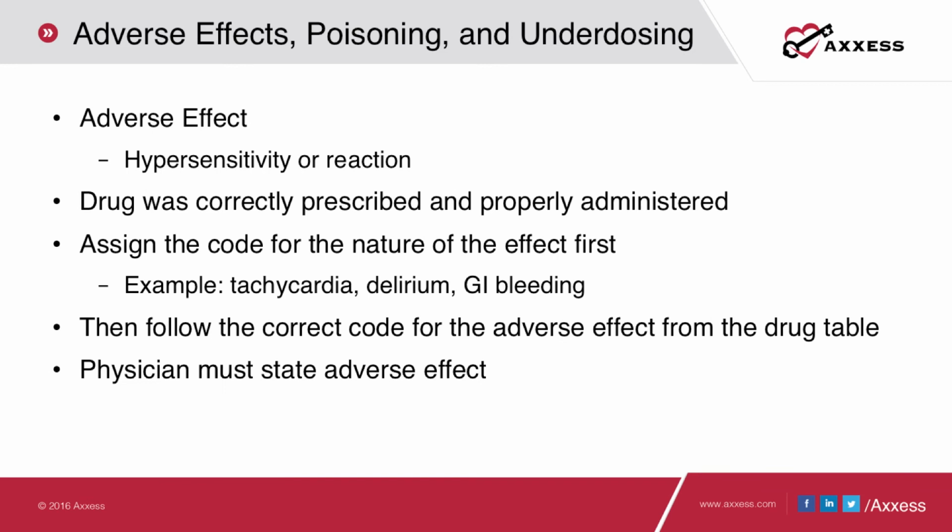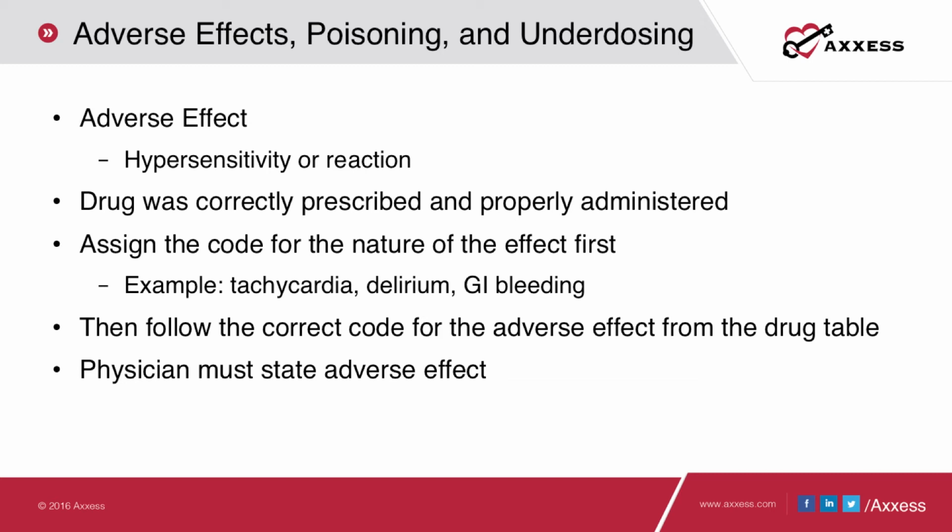Let's briefly talk about what we mean by adverse effect, poisoning, and underdosing. An adverse effect is a hypersensitivity or a reaction to the drug. However, in this case, an adverse effect only applies if the drug was correctly prescribed and properly administered. When you're coding adverse effects, you'll need to assign the code for the nature of the effect first, such as tachycardia, delirium, or GI bleeding.